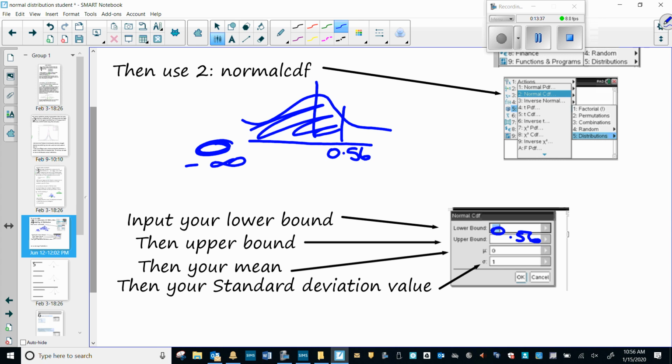Mine doesn't say negative infinity. It says 9E999. Oh, you should be fine then, because that's way negative anyway. Basically, you just need negative 100 would be enough. As long as you've got a negative value here, you're fine. It should also default to 0 and 1, does it? Yeah? So you've got your mean is 0, you've got your standard deviation 1. Hit OK.